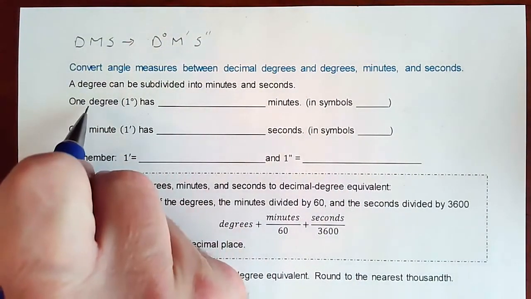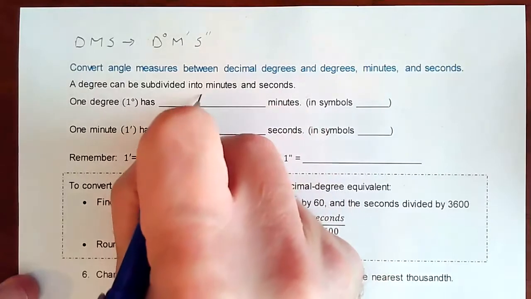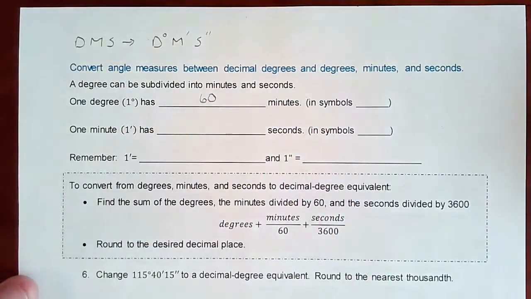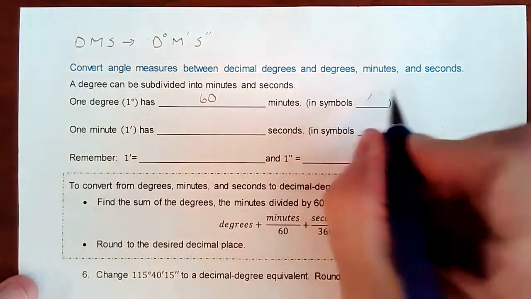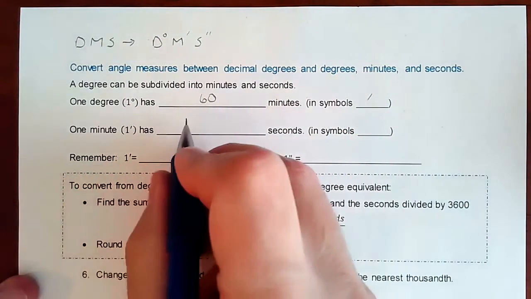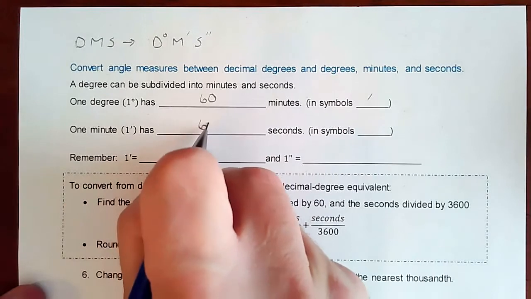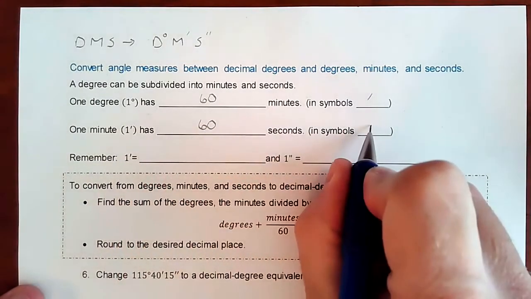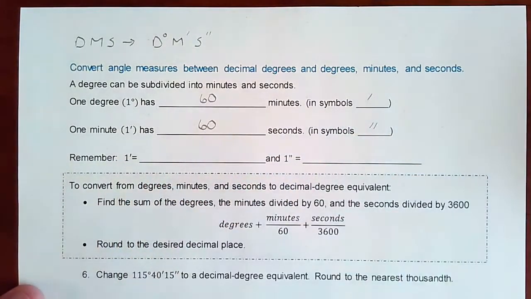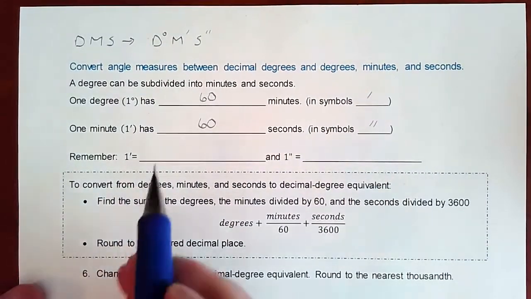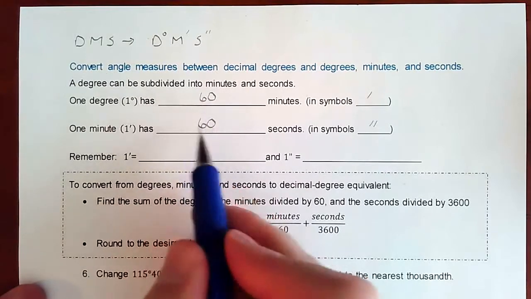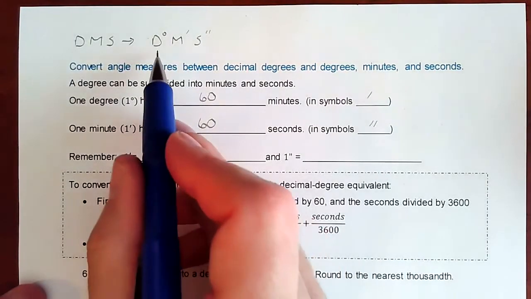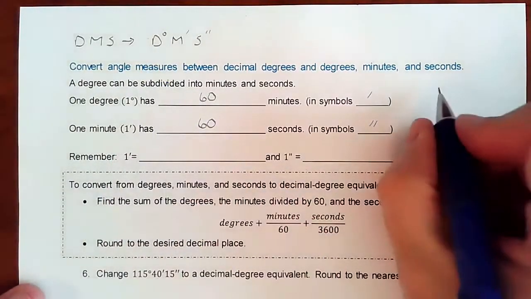So in general, 1 degree has 60 minutes worth of time. So we use the symbol like that. And then 1 minute, each minute has 60 seconds. And so it's very much a time measurement. The base on it is kind of based off of a time, but you're really connecting it to a degree. So here's the idea behind it.